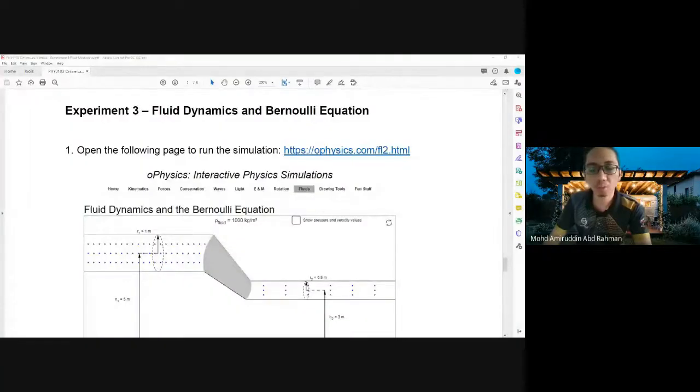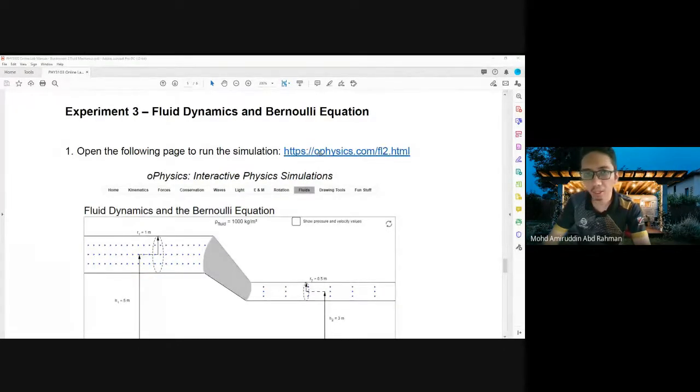So we look at experiment number 3. This one will be about fluid dynamics, meaning that the fluid is moving. Fluid is moving, and of course we want to measure when it is moving. So we have the fluid velocity and also the pressure as well. That's what we need to observe in this experiment.